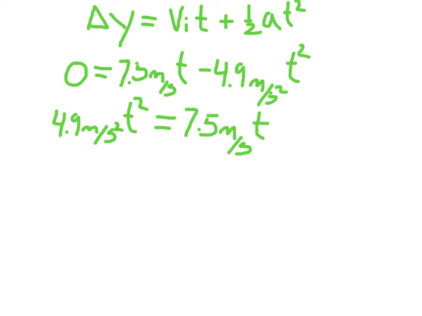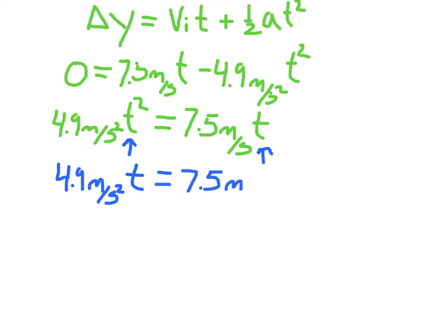And now, since we have a t on this side of the equation and a t on this side of the equation, we can divide through by t, and we end up with 4.9 meters per second squared times t is equal to 7.5 meters per second. Divide both sides by 4.9. We end up with t equals 1.53 seconds.